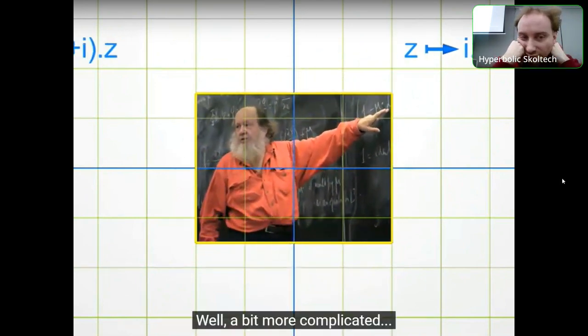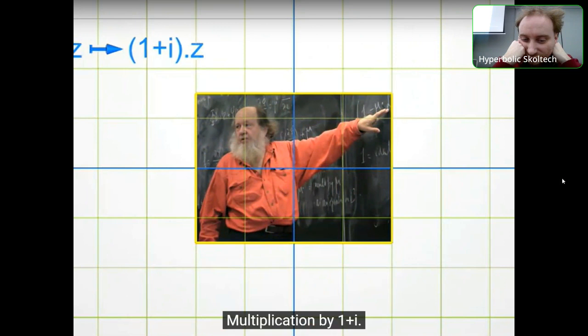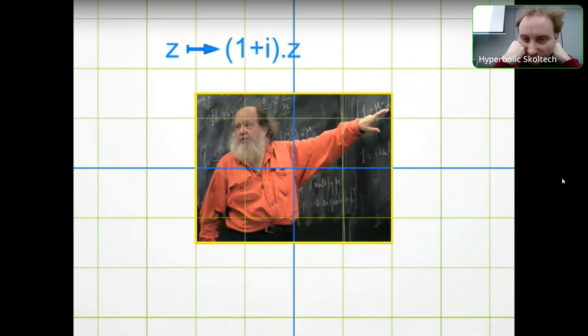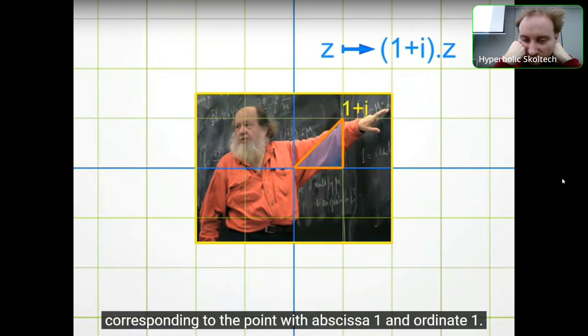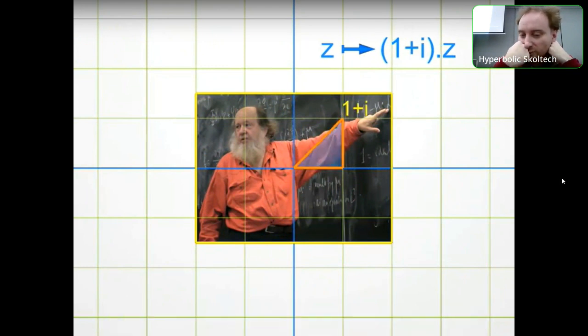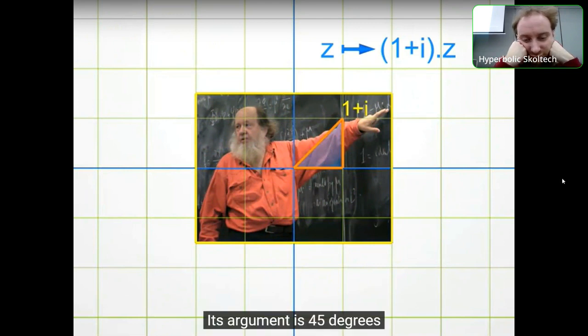Well, a bit more complicated. Multiplication by 1 plus i. Look at the complex number 1 plus i, corresponding to the point with abscissa 1 and ordinate 1. Its argument is 45 degrees, and its modulus is the square root of 2, using the Pythagorean theorem.